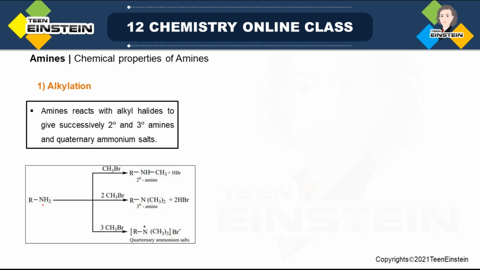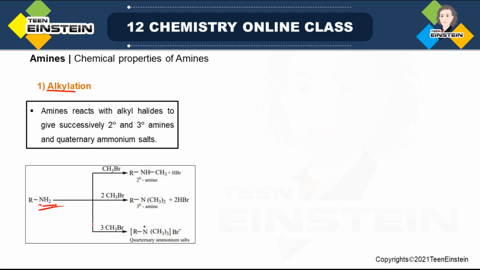The first reaction under chemical properties of amine: alkylation. Now when I'm saying alkylation, that means some alkyl group will be added, and the hydrogen that is present in amine will be replaced by some alkyl group. That is why the reaction is called alkylation.